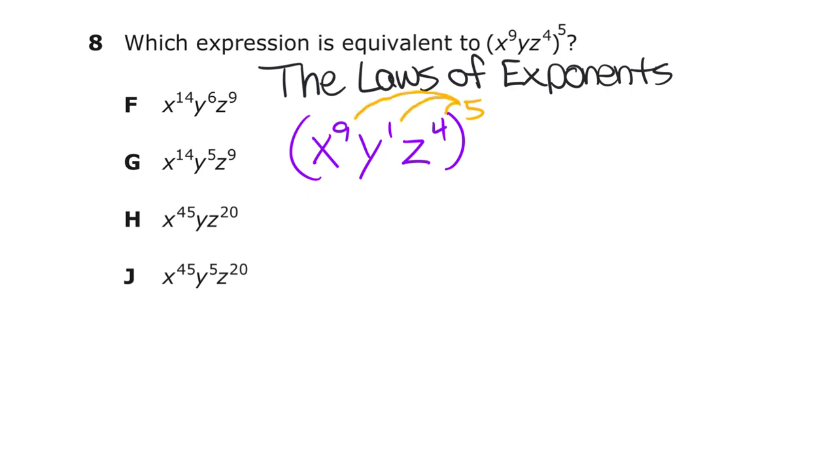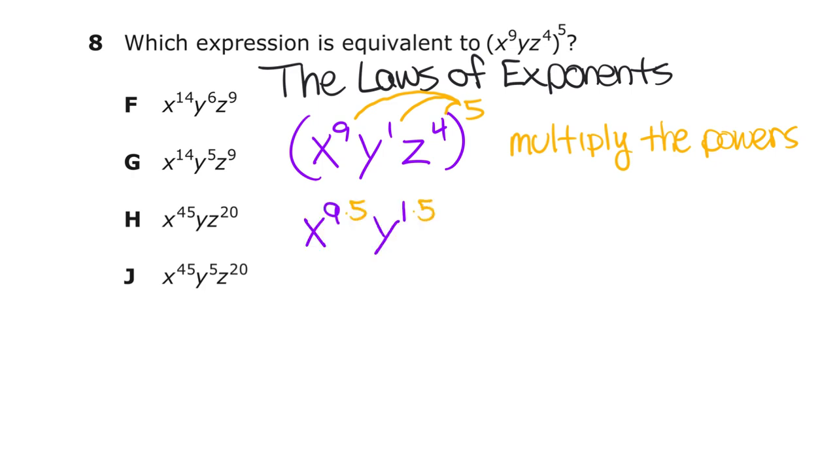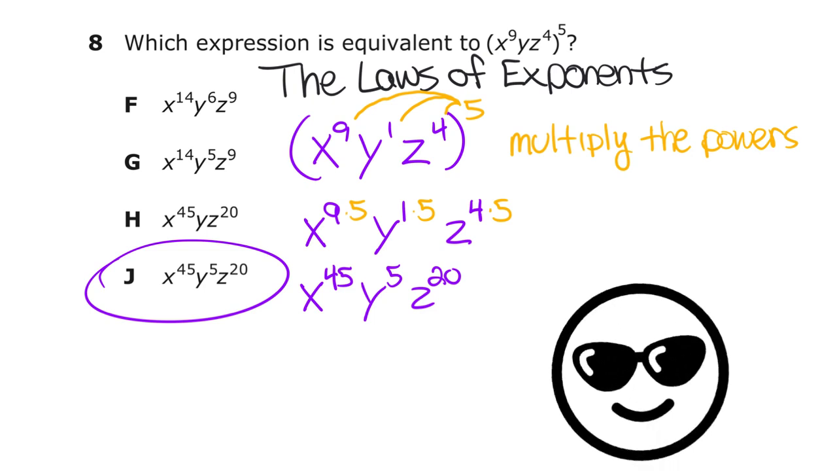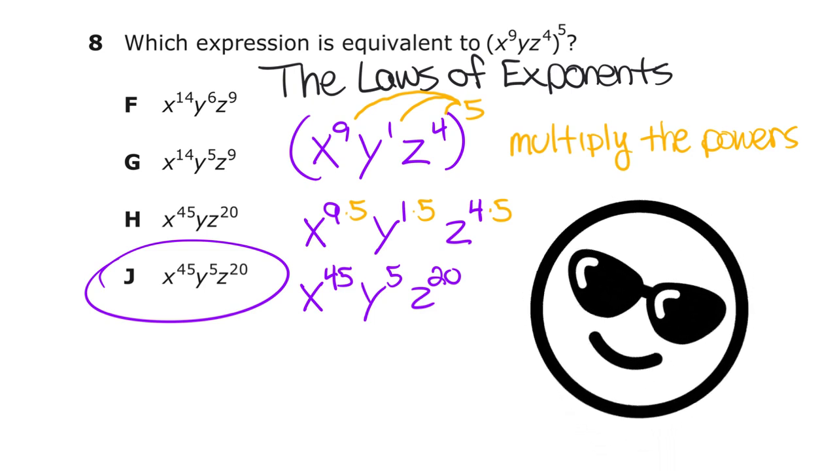When we do that, we multiply the powers. So we have x to the 9 times 5, y to the 1 times 5, and z to the 4 times 5. Therefore, we have x to the 45th, y to the 5th, and z to the 20th. Notice that's answer choice J. That's it, we're done. We can move on to the next question.